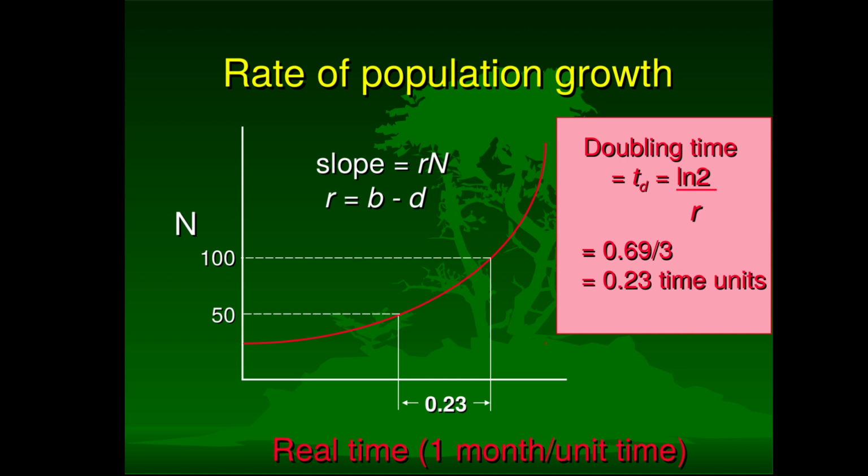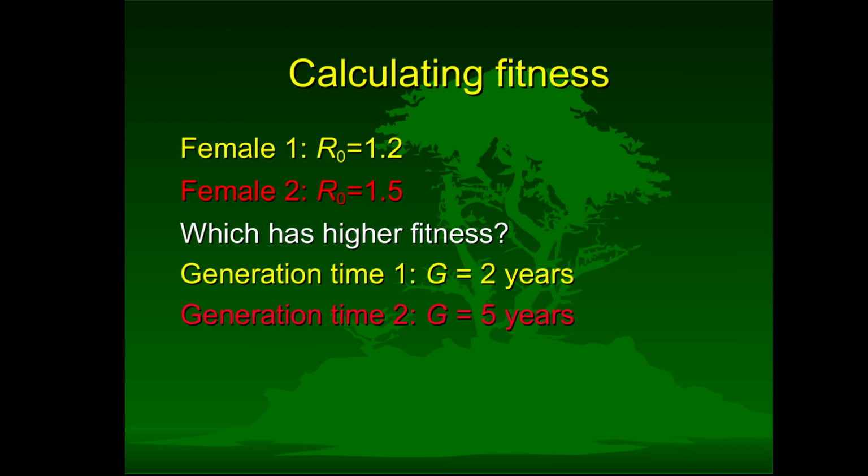Okay, second, how do we calculate fitness from a life table? Well, why would we want to calculate fitness? Well, let's say we have 2 kinds of females in a population that differ in fecundity and survivorship, and we want to know which has the higher fitness. Clearly, the one with the higher fitness is the one expected to produce descendants at a faster rate. In other words, the one with the fastest rate of population increase.